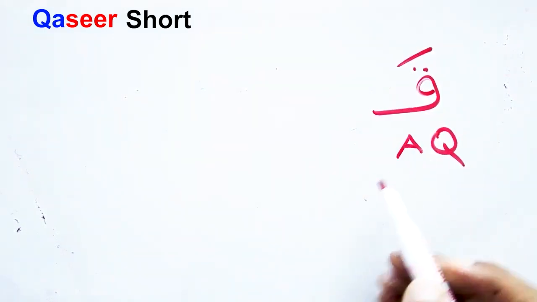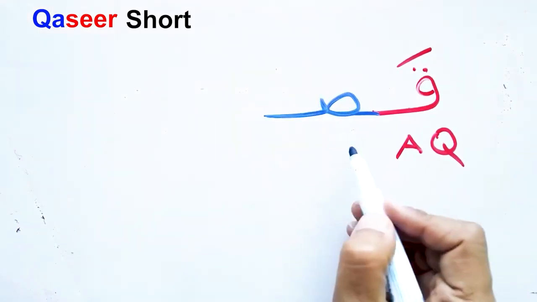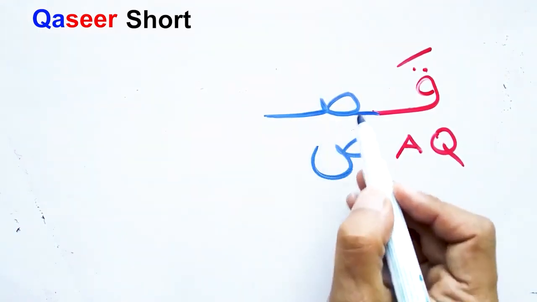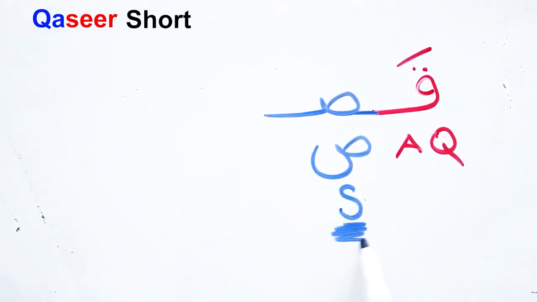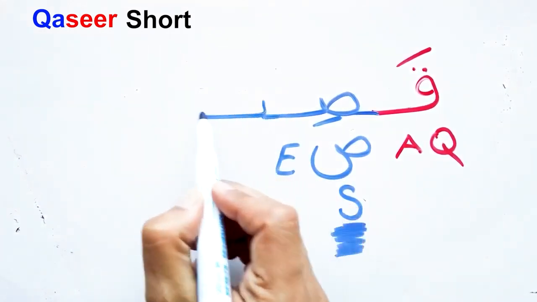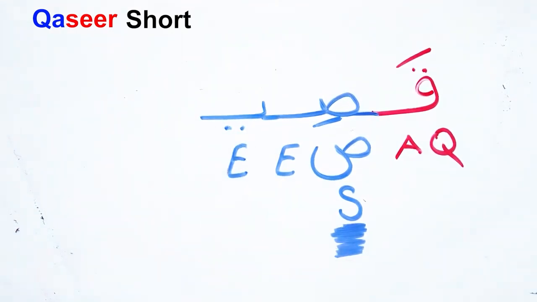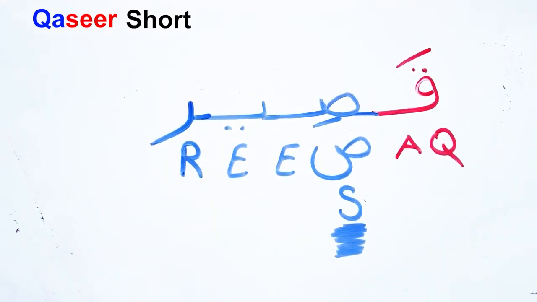With fatha it sounds like A. Again, we have this letter, sad. We don't have this letter in English. It sounds like strong S. Qas, kasra, sounds like e. Qasi, long vowel, another E. Qasi, the sound of R in the end. So, qasir, qasir.